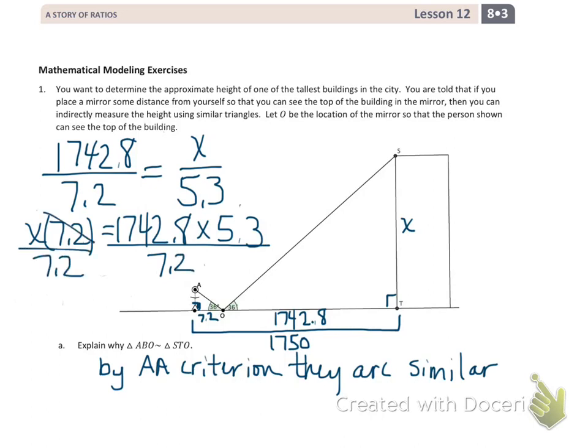Okay, so this cancels out. So we're going to get the exact same answer no matter how we write those ratios, because we're just setting the cross products equal. Okay, so we were able to determine the height of a building just by looking at the reflection in a mirror.